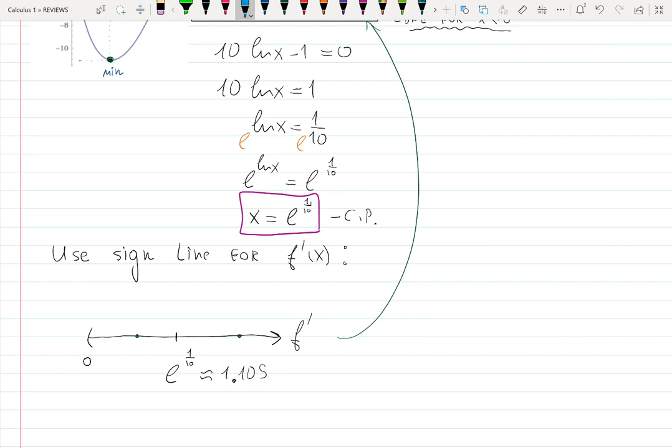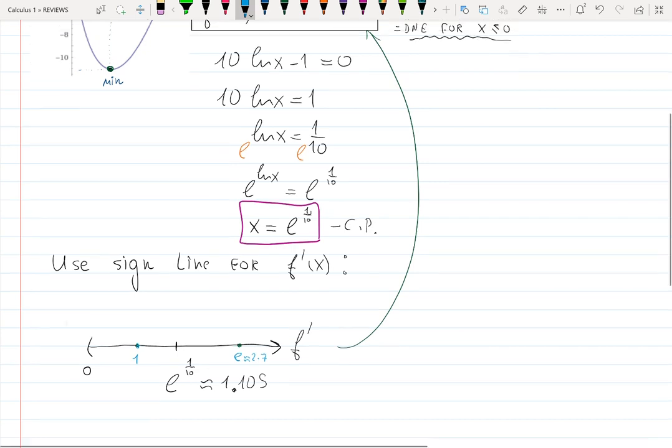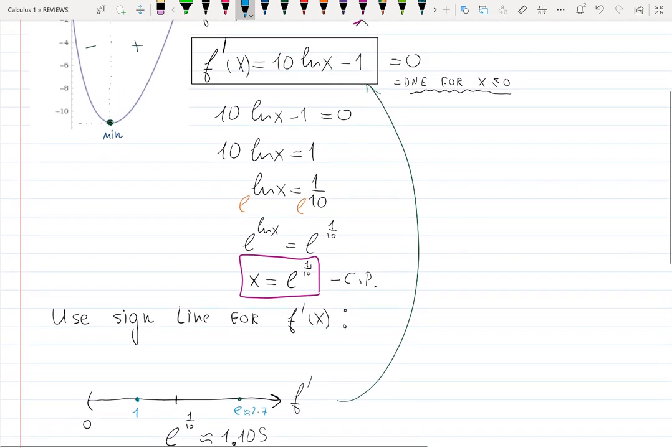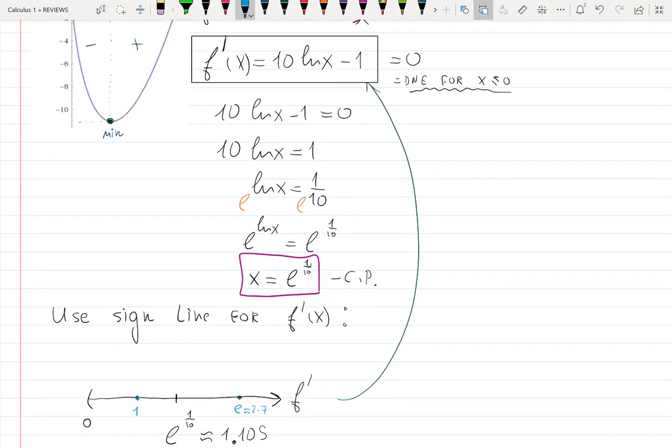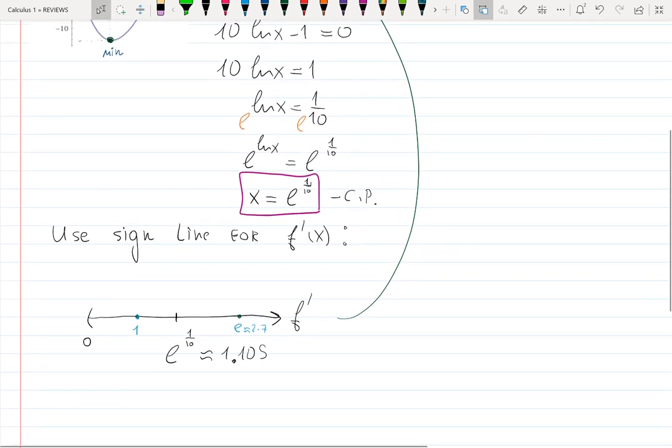Then for the test points, I can use, for example, e, because we're working with logs, and e is approximately 2.7, so that's good. And then for this one, I can use 1, right? Because 1 is less than e to the 1/10. So for the first interval, I will use test point 1. If I plug my 1 into the box, natural log of 1 is 0, 0 minus 1 is negative. So I'm going to put a negative sign over here.